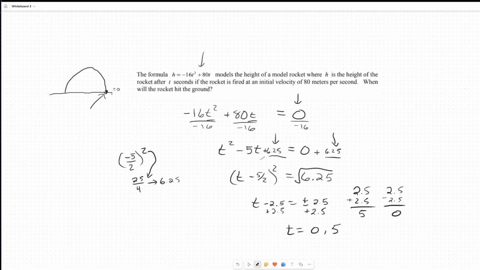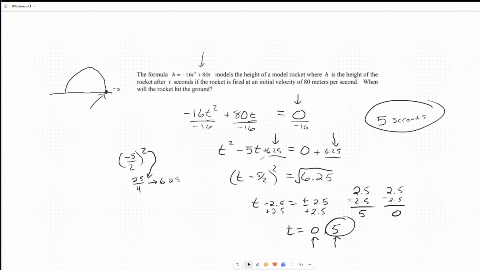So it says, when will the rocket hit the ground? It either hit the ground at 0 seconds or at 5 seconds. Well, obviously it started on the ground, so of course it was at 0. So we're going to say 5 seconds here as our answer, because 0 seconds doesn't make any sense. That's where we started. It did hit the ground at 0 because that's where we started, but our answer is 5 seconds. We solved that by just completing the square.